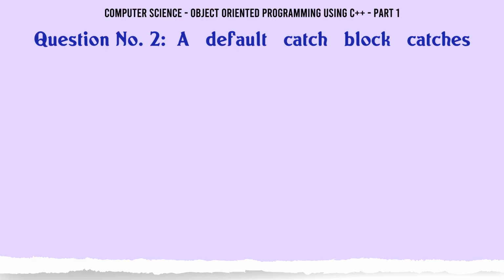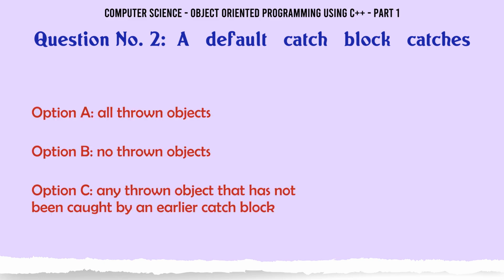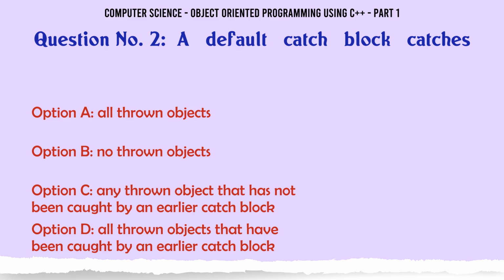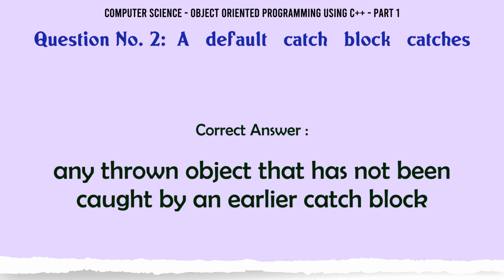A default catch block catches A. all thrown objects. B. no thrown objects. C. any thrown object that has not been caught by an earlier catch block. D. all thrown objects that have been caught by an earlier catch block. The correct answer is any thrown object that has not been caught by an earlier catch block.